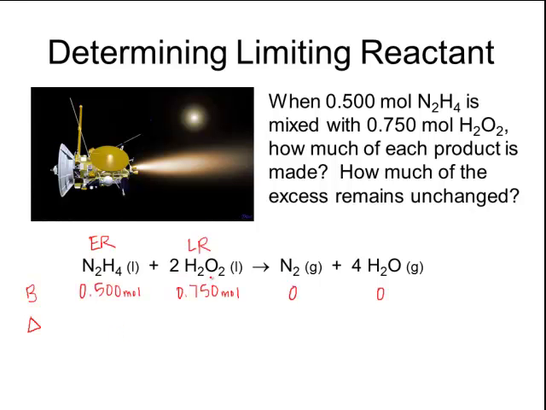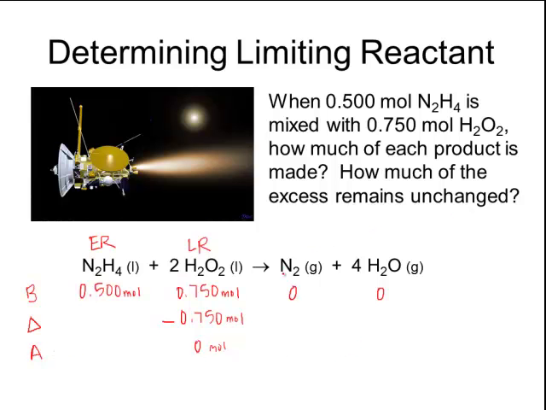Because hydrogen peroxide is my limiting reactant, it is going to control how much of each product I'm able to make. It's also the reactant that's going to get completely used up. So I'm going to use up all of the 0.75 moles of hydrogen peroxide, leaving me with 0 moles of hydrogen peroxide after the reaction. So I'm going to label this row with an A for after.